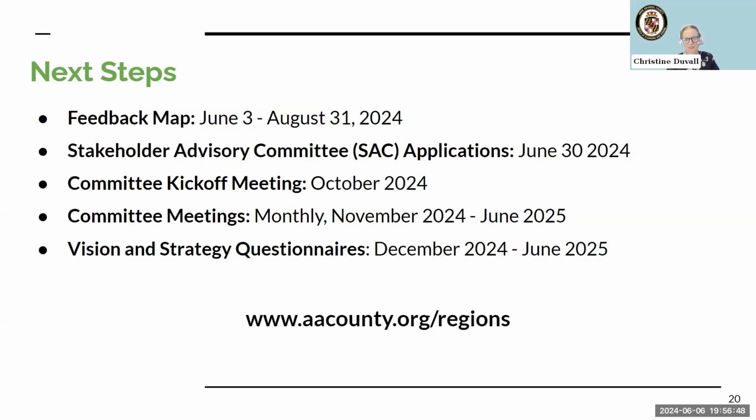As we also touched on, the Stakeholder Advisory Committee, or SAC, applications are open until June 30th. Again, those are linked many places on our website, but the hub site is, of course, where I'll direct you to get the information. We looked at that a little bit earlier. We have the SAC kickoff meeting, they start in October, and those meetings happen monthly through June. And then we have the vision and strategy questionnaires. That's the opportunity for the public to weigh in on the different vision statements and strategies that have been drafted for each of the regions. And that will be from December of this year through the summertime of 2025.